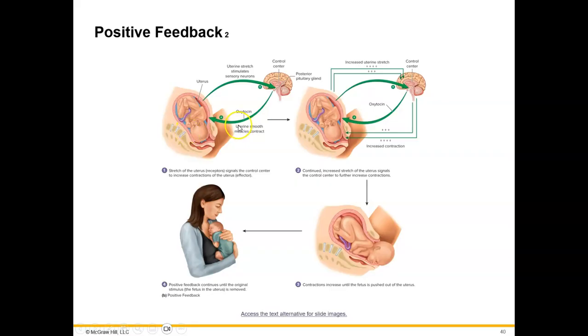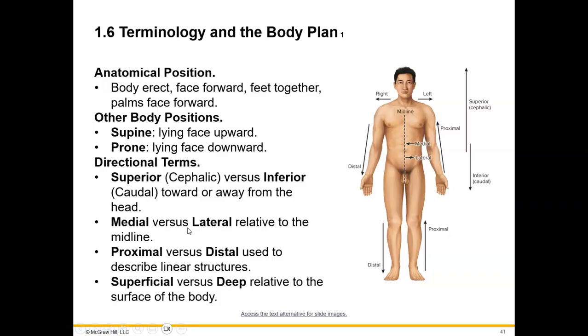So here it's showing you the labor example of uterine contractions during labor. That's positive feedback, and it just tells you basically contractions increase until the baby is born. So that's positive feedback.